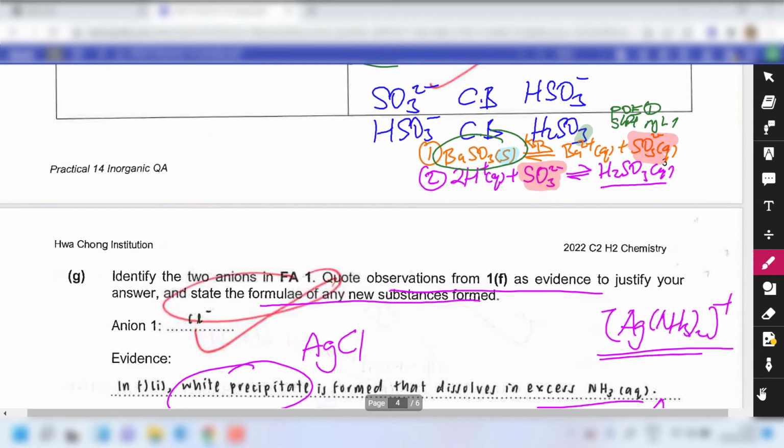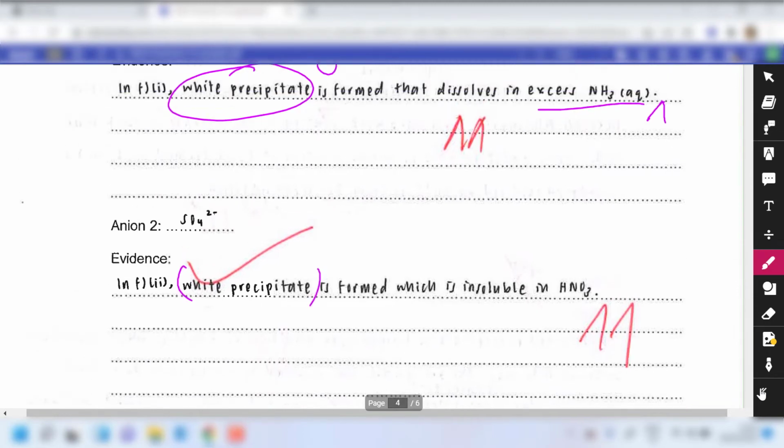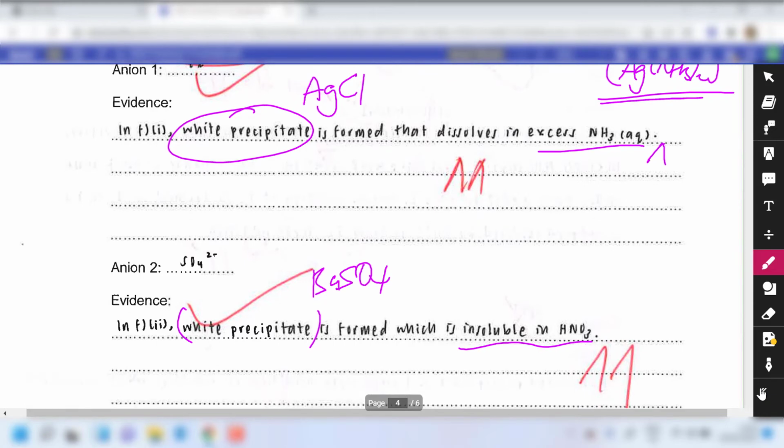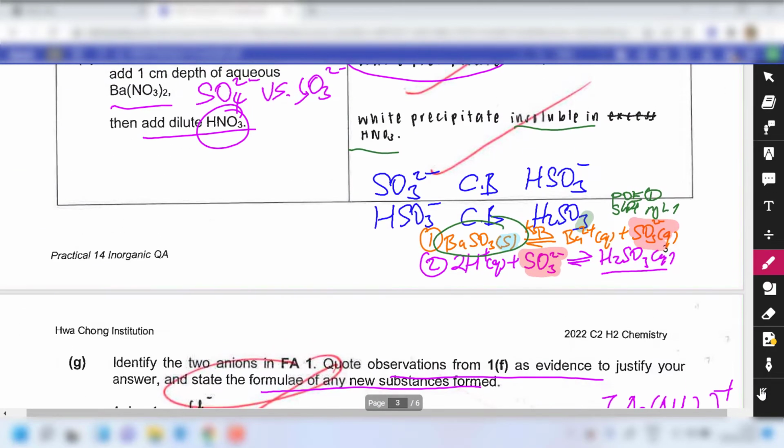And then for sulfate, what do we need to do? Most people will write white ppt, so it's very clear that the white ppt is BaSO4, which is insoluble in nitric acid, but I think it is important for you to justify a little bit more. You have to explain that it can't be sulfite, because if it's sulfite, it will dissolve in nitric acid to give us a colorless solution.